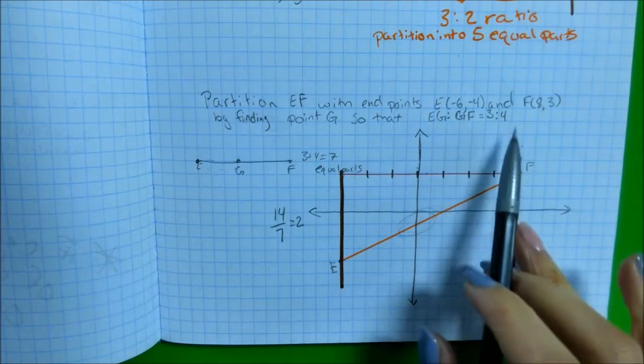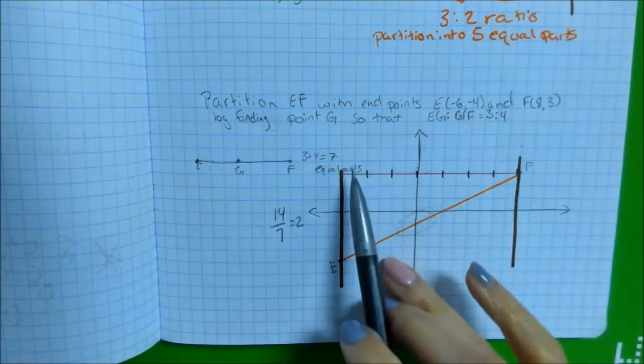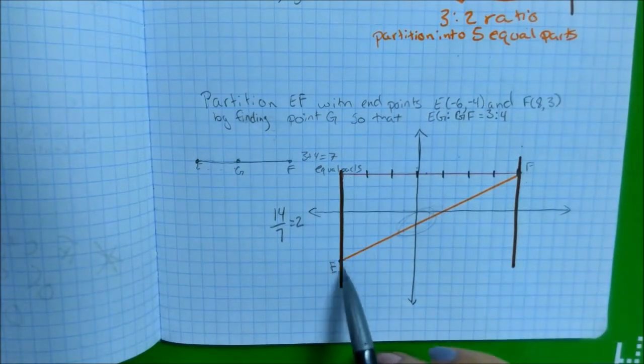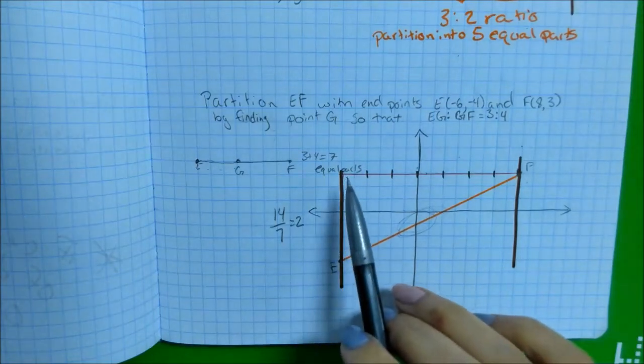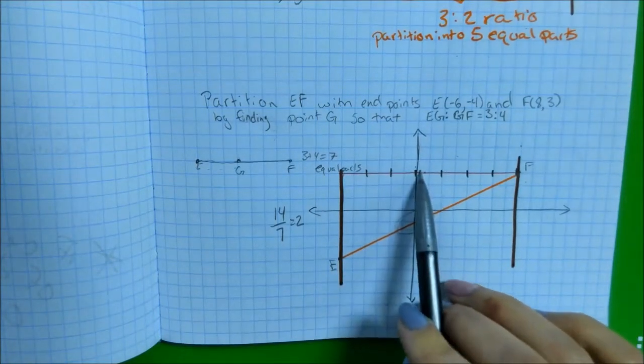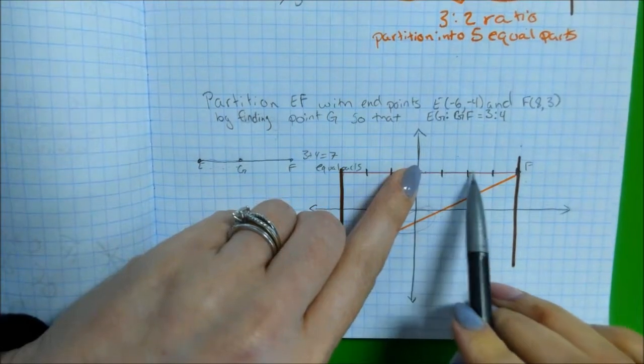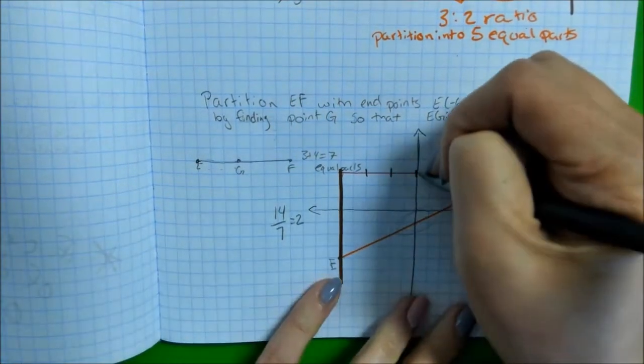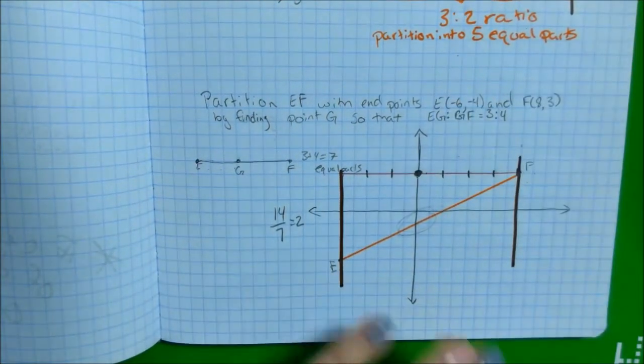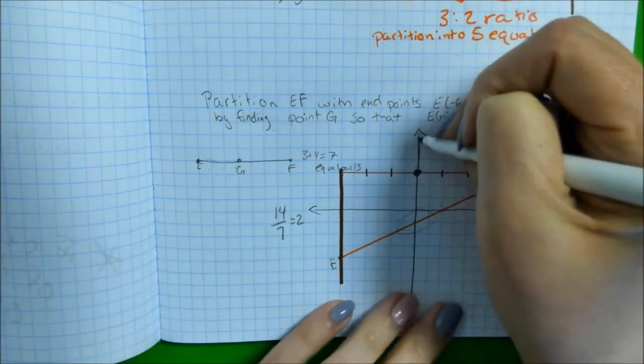Alright, so I want to partition this into a 3 to 4 ratio. So I need to count over 3 from the E side. So this is my E side. 1, 2, 3. And there should be 4 left on the other side. 1, 2, 3, 4. Yep, there's 4 pieces left on the other side. So this is the line where G should be on.